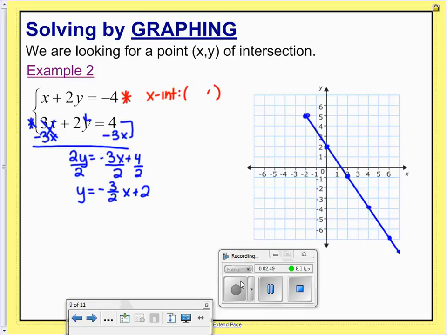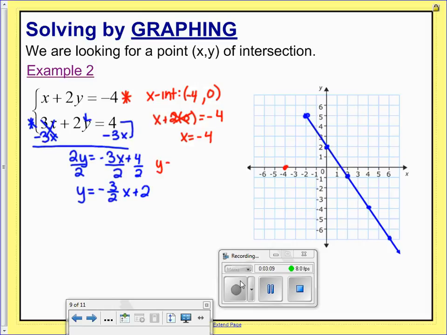To find an x-intercept, we plug in a 0 for y. So x plus 2 times 0 for y equals negative 4. Those cancel, and x equals negative 4. So at the point negative 4, 0, we're going to draw a dot.